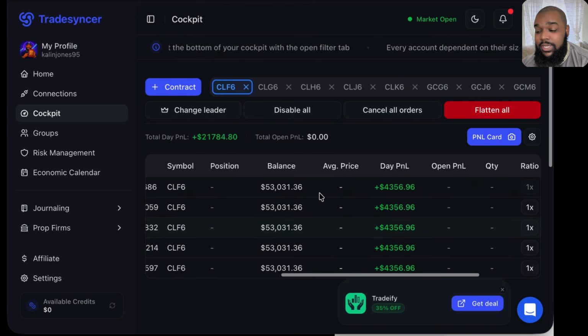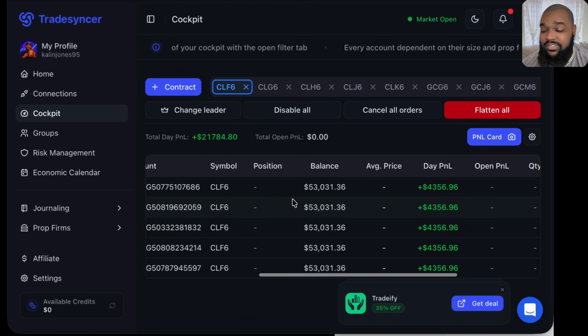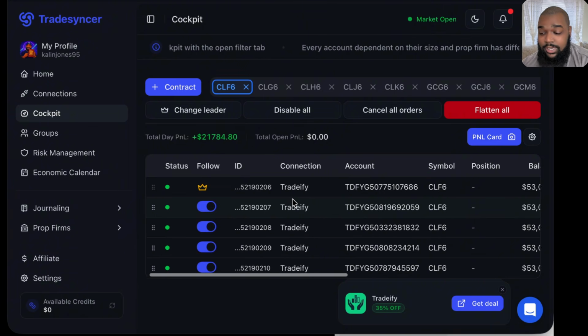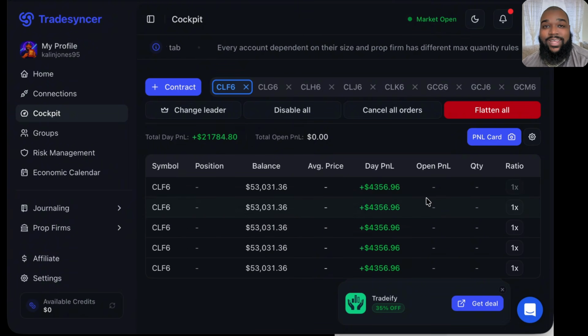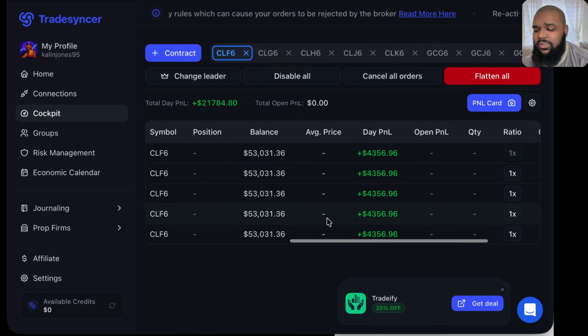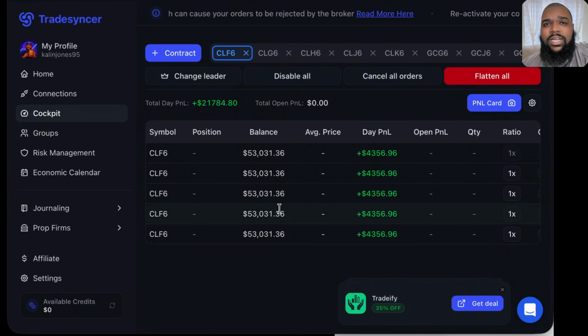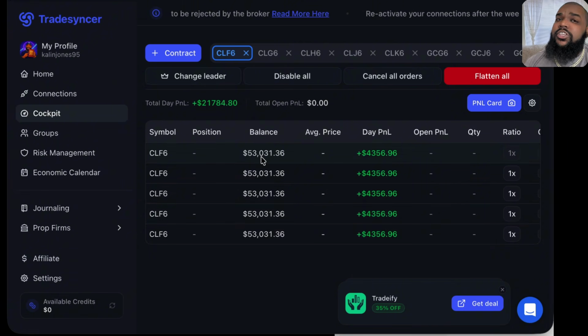Now, for me, I like to have no less than 10 prop firm accounts that I'm trading with, but I made $4,000 on 5 of these. So imagine what it would have been like if I had 10 accounts. It would have been $42,000. That would have been crazy. So this is a really, really good tool of how to be able to copy trade and have one master account where all the other accounts follow.